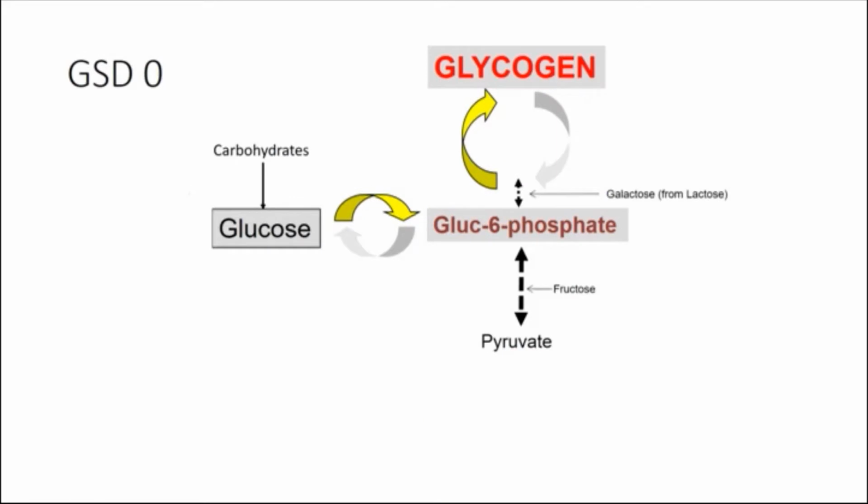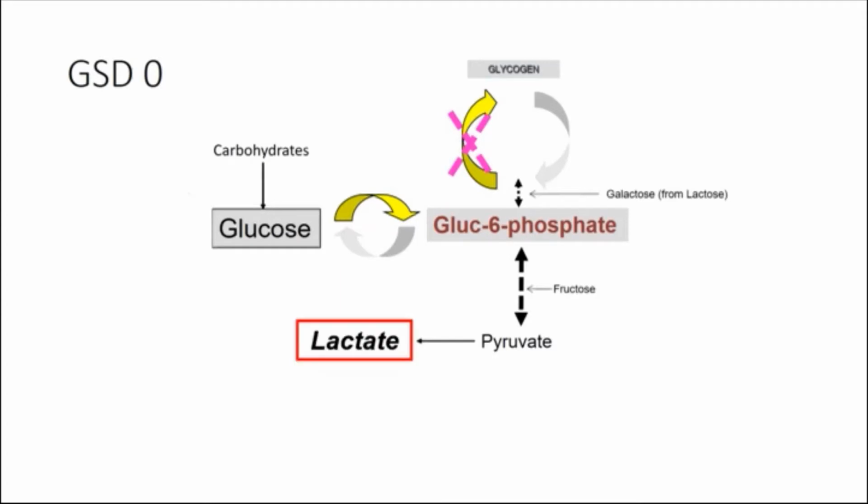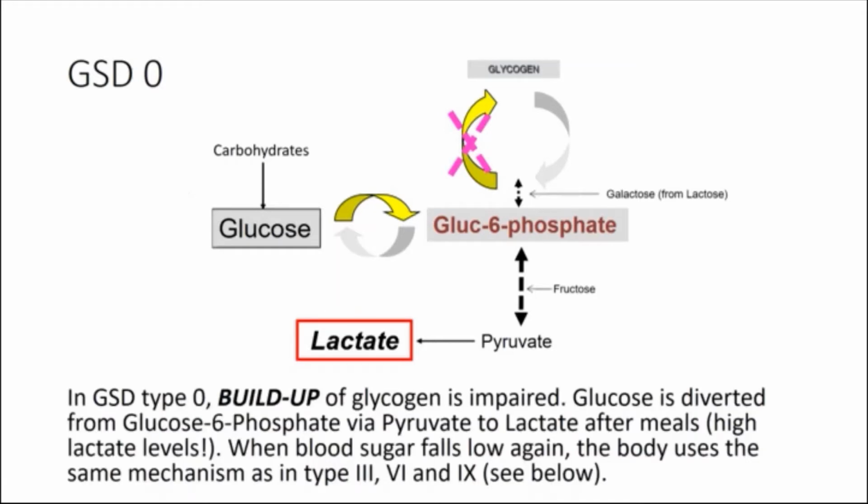In GSD 0, that is a little bit different because these people won't build up glycogen. The glycogen synthase is the enzyme that is defective. So they don't have any glycogen to stabilize their blood sugar later on. After a meal, where is the glucose going in these people? It can't go into glycogen, so it has to be diverted to lactate. So you can find an elevated lactate in these people after a meal. Their alternative pathway to get blood sugar up again in between the meals is the same as it is in 3, 6, and 9. And that's what we are going to look at.